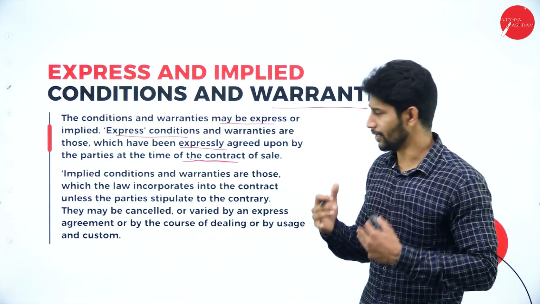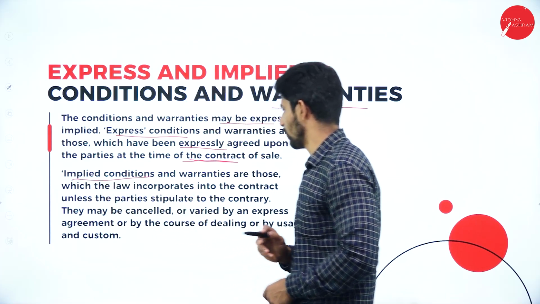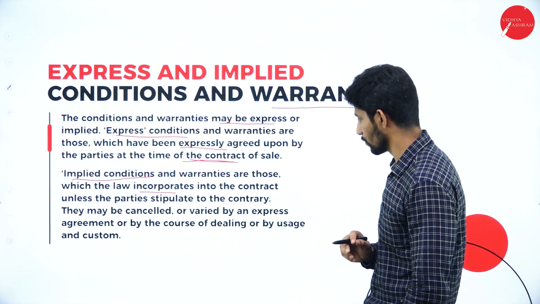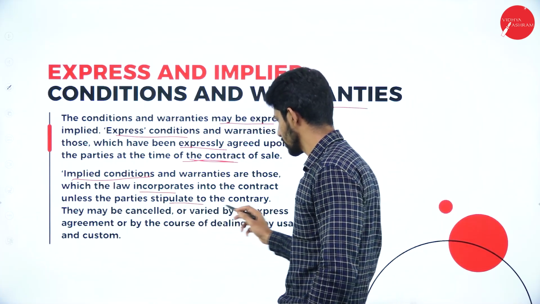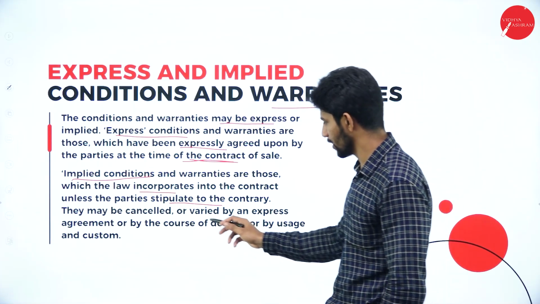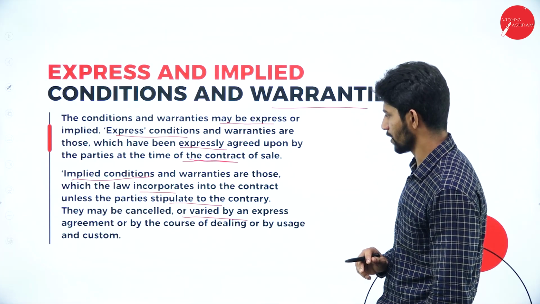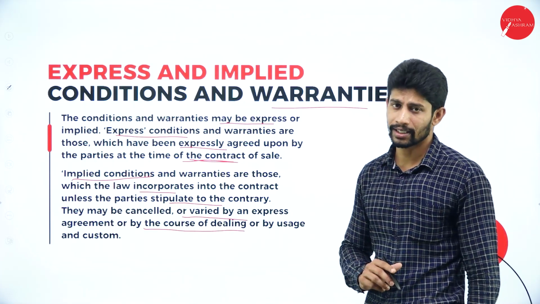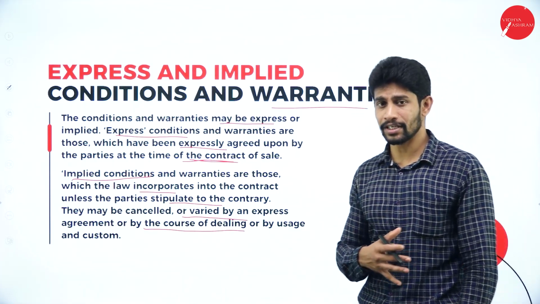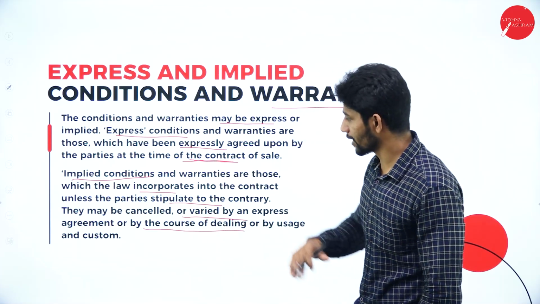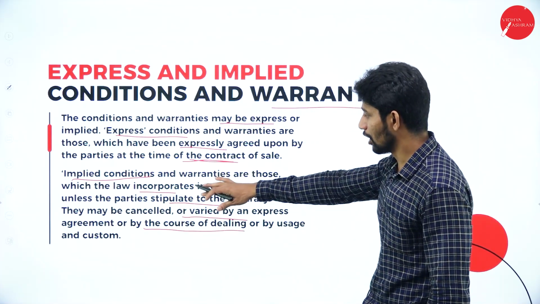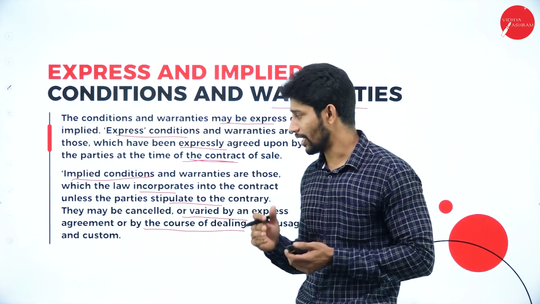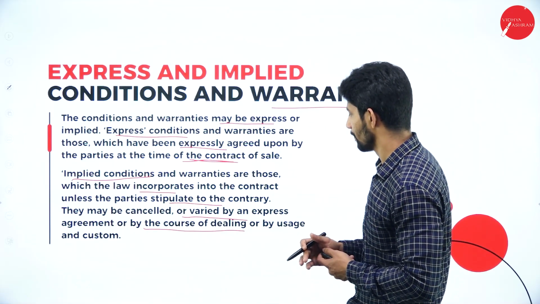But implied conditions and warranties are those which the law incorporates into the contract unless the parties stipulate otherwise. They may be cancelled or varied by the express agreement or by the course of dealing or by usage and customs. So here the express conditions are at the time of contract. The implied conditions and warranties are those which the law incorporates into the contract. That means the law will be attached to the contract unless the parties stipulate to the contrary.